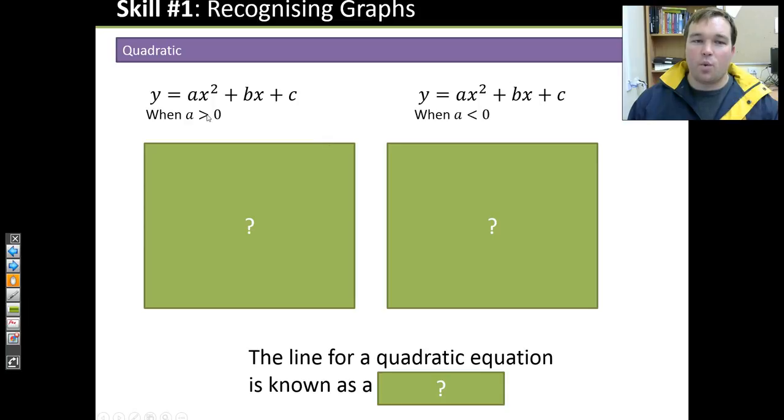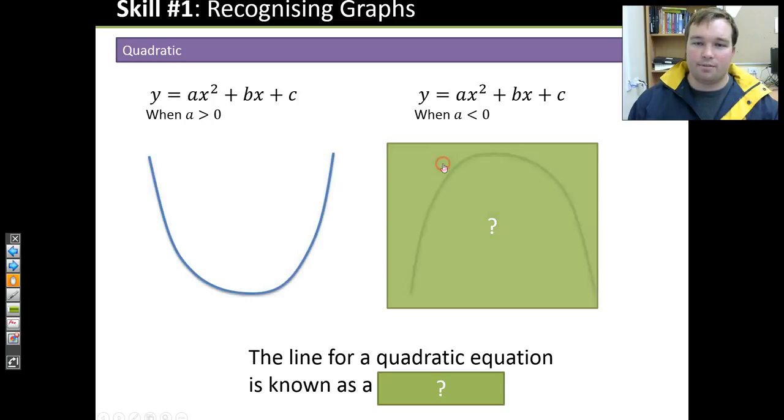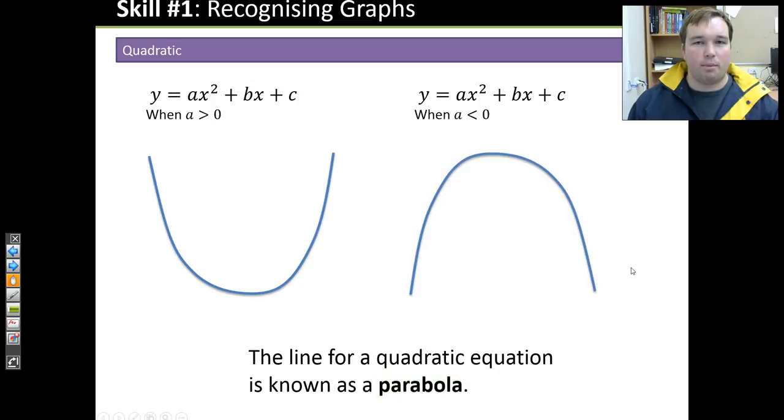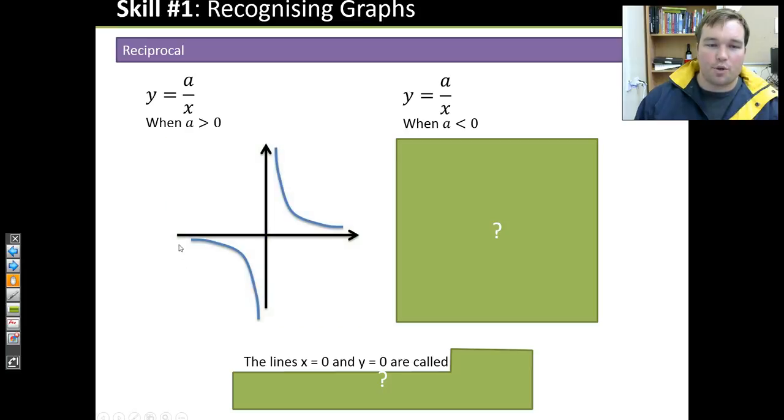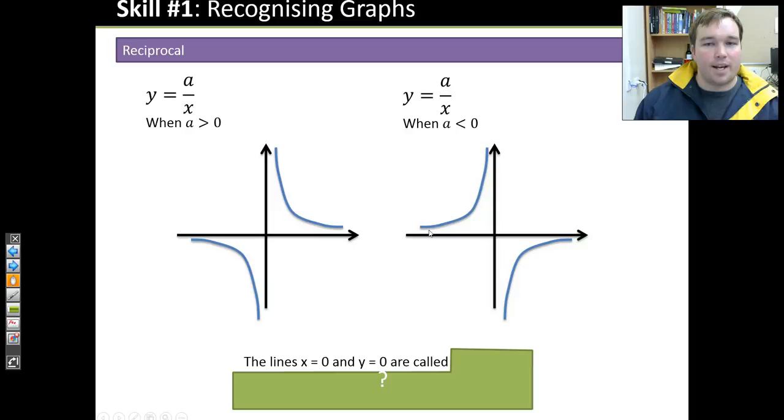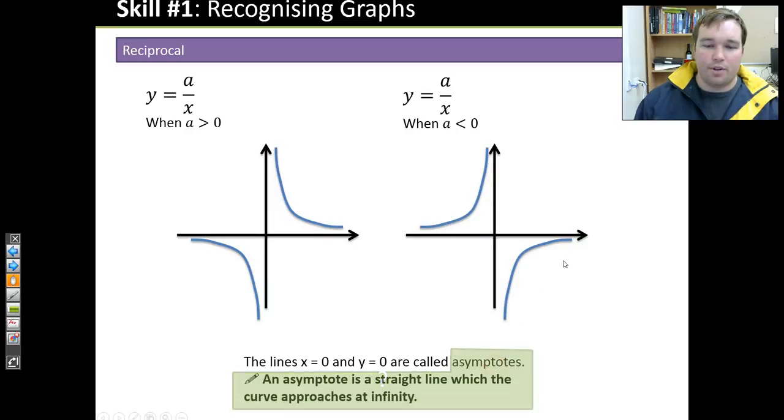Quadratics. When the leading coefficient a is greater than 0, it's a smiley, and when it's less than 0, a frowny, also known as a parabola. Reciprocal functions. When a is greater than 0, you would expect it to operate in the first and third quadrants. Same here, except when a is less than 0, it's the second and fourth. Note the asymptotes. Here they're both x equals 0 and y equals 0.